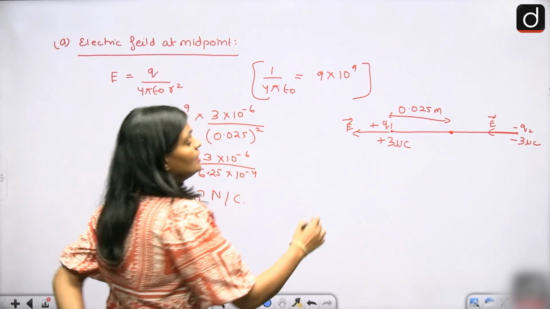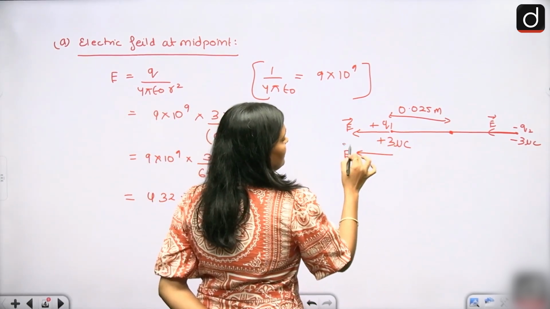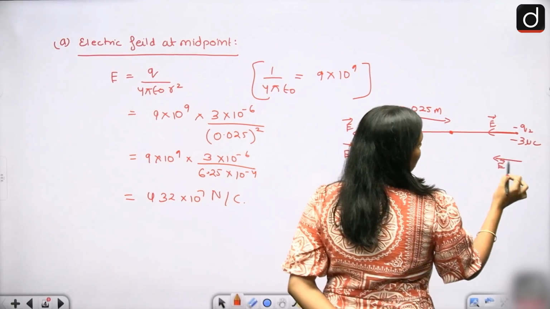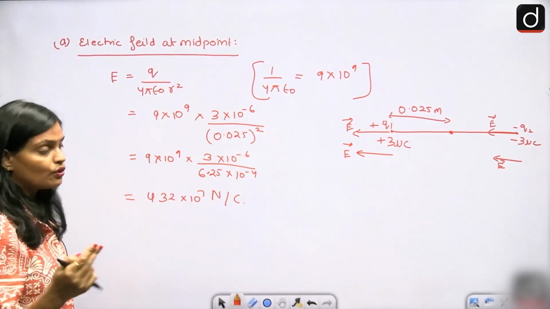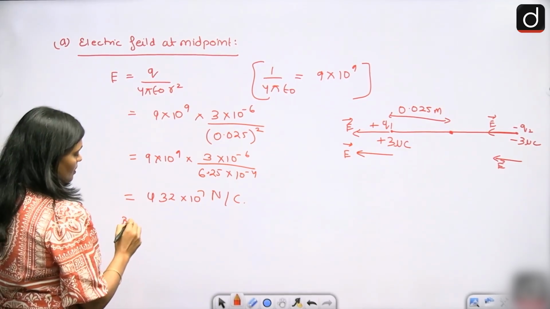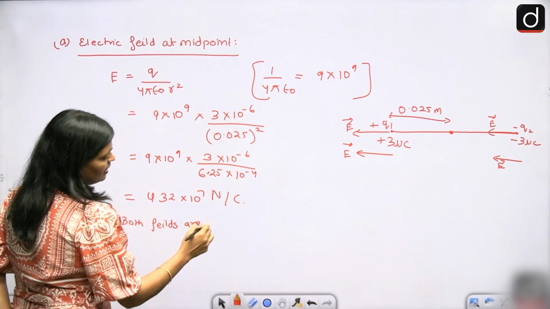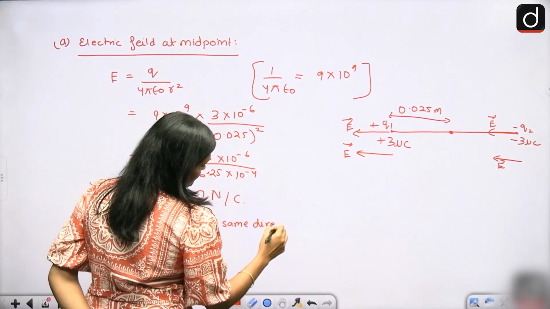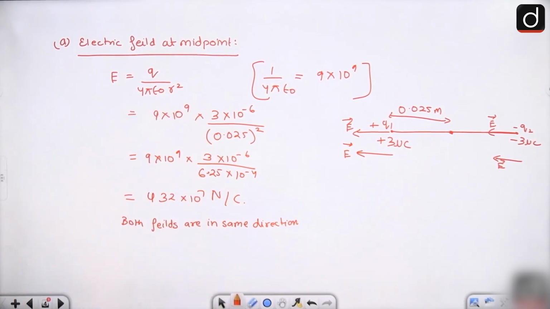Now see here, the direction is same now. With this charge, electric field direction is this direction, and for this also the direction of electric field is same. So for both, what you can write down? Both fields are in same direction. Okay, both fields in which direction? Same direction, towards the negative, right?